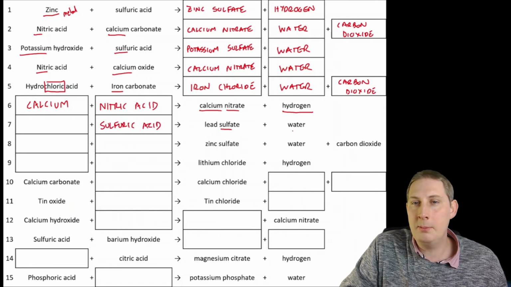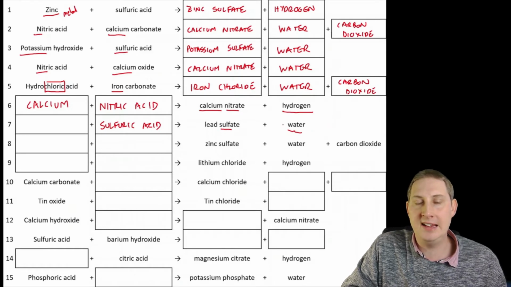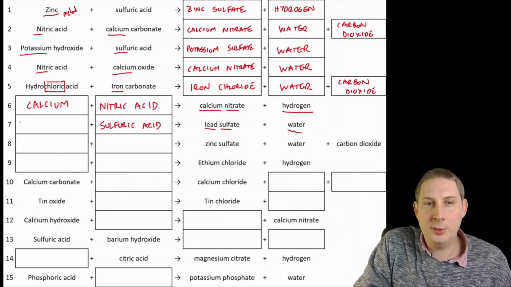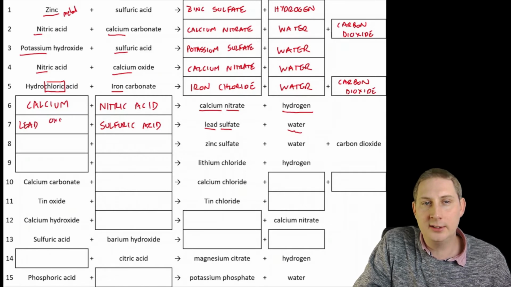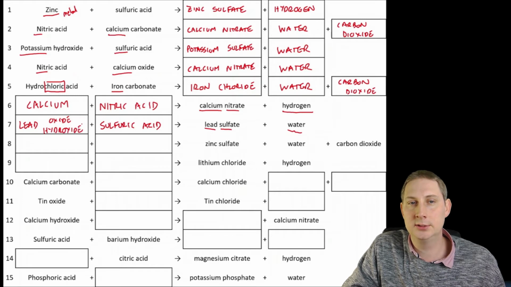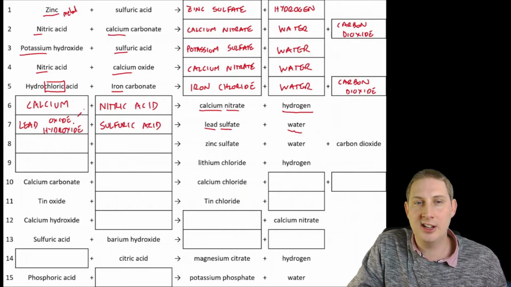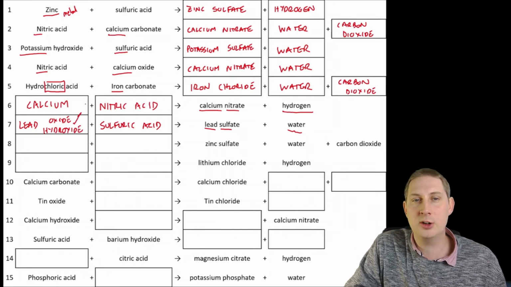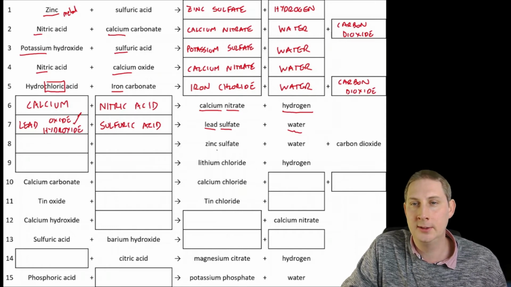Now, we're making water and just water as the other product. So it's got to be a base. It's got lead in it, so we've got two options. It could have been lead oxide. It could have been lead hydroxide. Either one of those is fine. I'm going to make it clear it's either, not both. It's lead oxide or lead hydroxide.